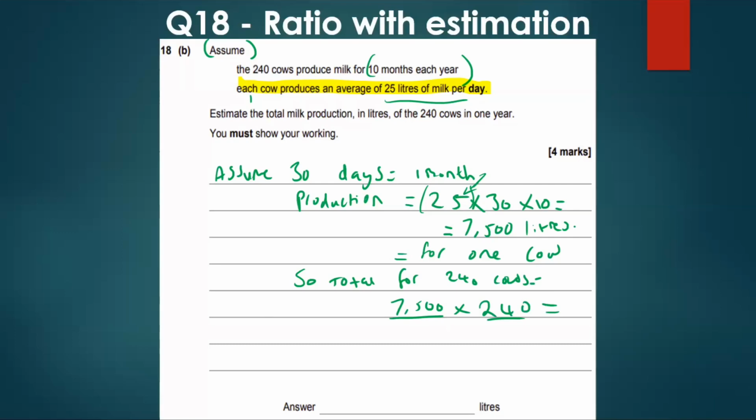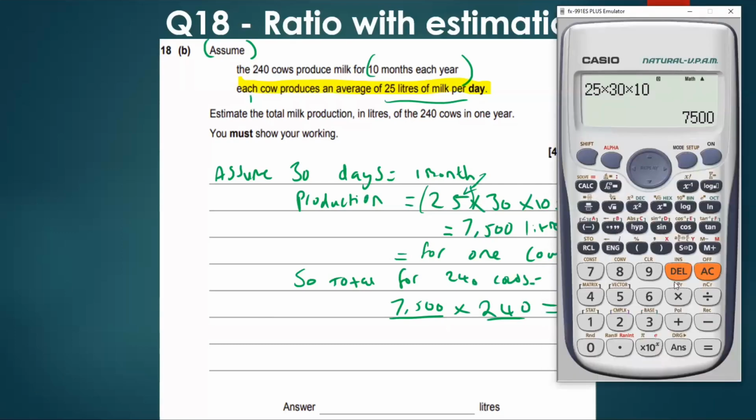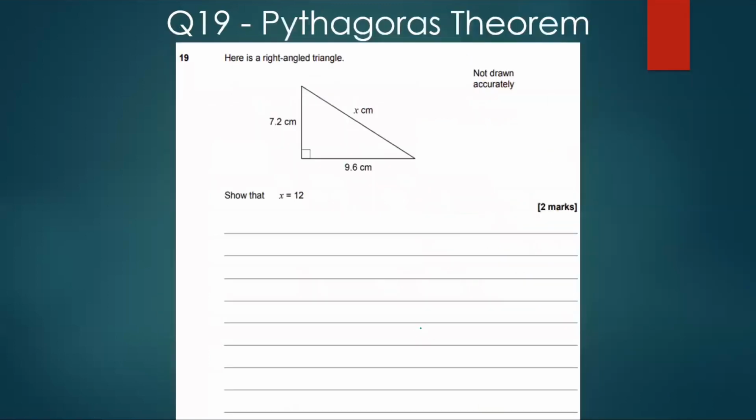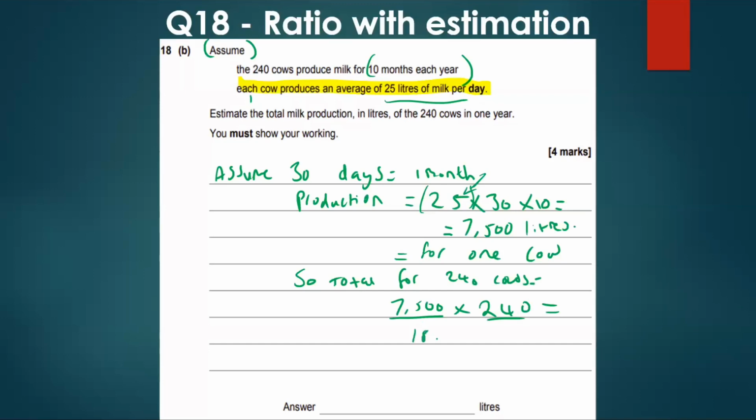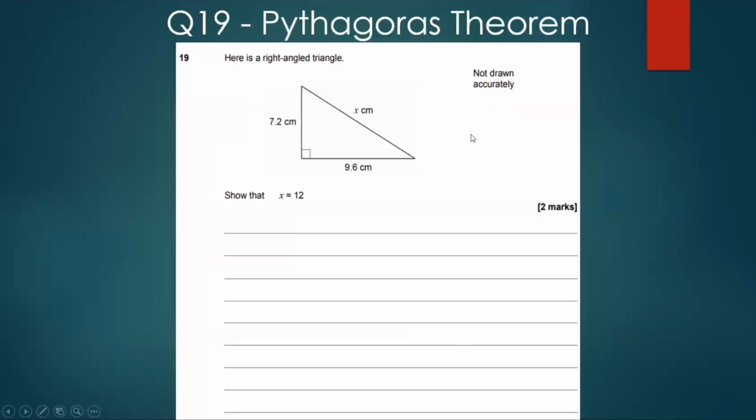In my calculator, I can just keep that same answer. Times 240 is 18 and then 5 zeros. So 18, then 1, 2, 3, 4, 5. So that's 1,800,000 litres. That is quite a lot of milk, got to be honest. Okay, so 4 marks, making sure that we follow each of those steps. Hopefully that makes sense. I'll hand back over to Abdallah for question number 19.